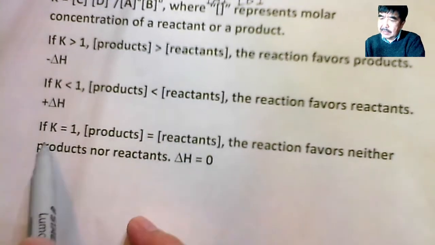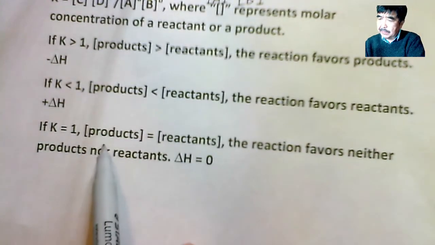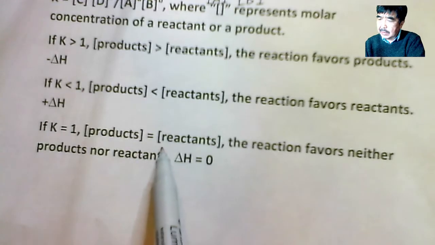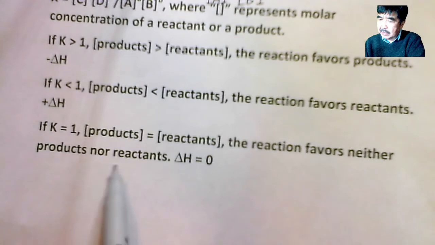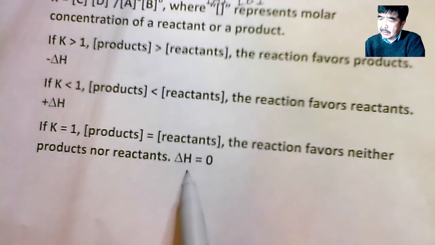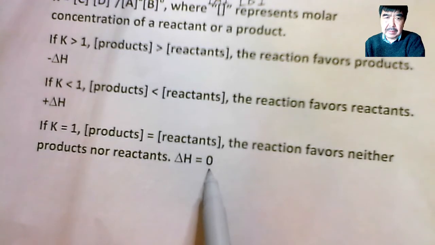If K equals 1, the concentration of products equals the concentration of reactants, and the reaction favors neither products nor reactants. The enthalpy change is 0.